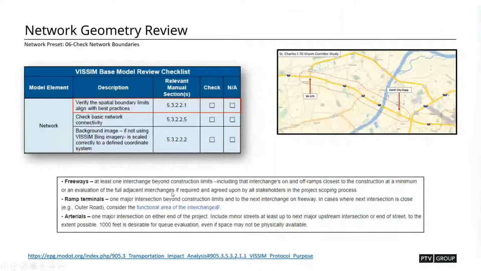So the first step is we're going to make sure that we are looking at the boundary conditions of our simulation. Now, there is some guidance in the protocol that determines where the boundaries of your network should be. So in this case, if we look at the I-70 corridor study, we're going from this State Road 370 over to Earth City Expressway.